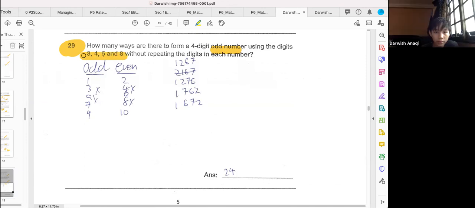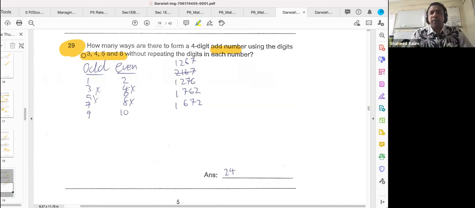1, 7. 1 is not there. So how many ways are there to form the number using these digits? 1 is not there, 7 is not there. So you must use 3 and 5 only. You can only end with 3 or end with 5. This one now here is not odd number, it's saying even number.